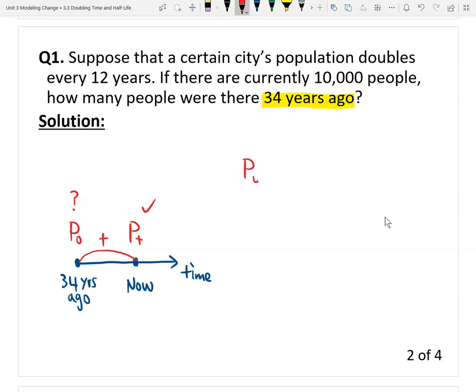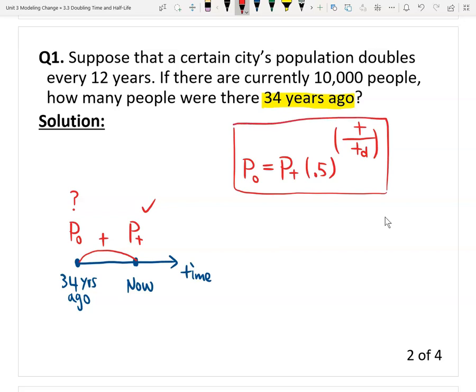Let me copy the formula here first. P0 is PT times 0.5 raised to the power of T over TD. That's the formula we need. Again, let me find all the parameters. What is PT? PT is the future, which is the current. Here, 10,000 is PT. What is T? 34 years ago, so this is T. What is TD? Double every 12 years. This is TD, the doubling time. So we have everything, right? Plug all the values into the formula.